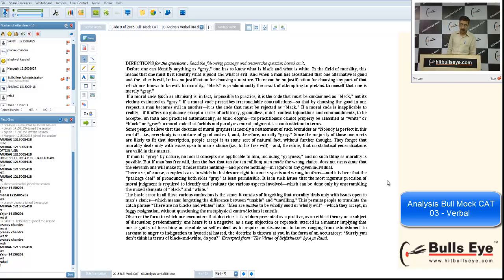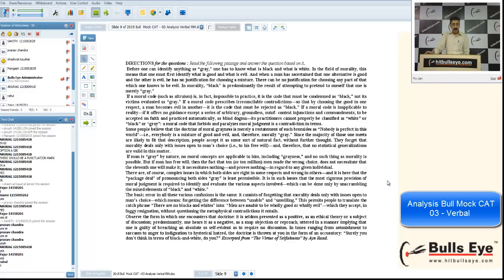Again, a psychology based passage a little, and primarily philosophy. Here again, with the help of logic and twists and turns, the passage was framed in such a way so as to confuse you as you proceed.